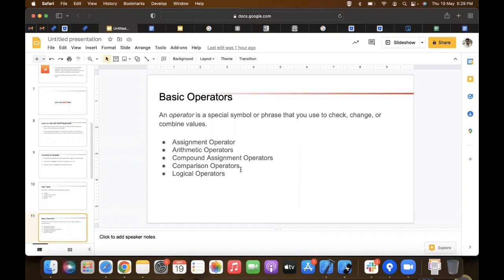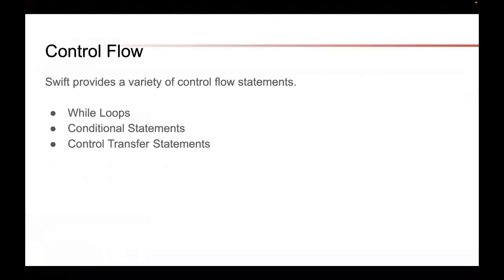So we are done with basic operators. The next part is control flow. Control flow means the statements which control the flow of the execution. Swift provides us different kinds of control flow statements. Here are the categories of the statements: while loops, conditional statements, and control transfer statements.